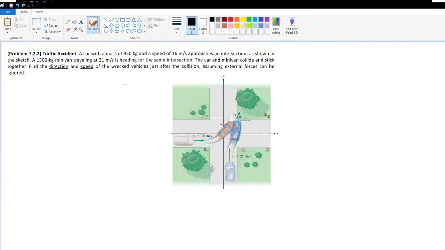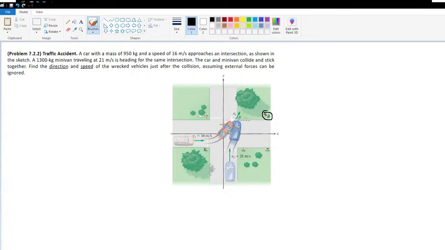Alright. Car with mass 950 kilograms and speed 16 meters per second approaches the intersection as shown in the sketch. A 1300 kilogram minivan traveling at 21 meters per second is heading for the same intersection. The cars collide and stick together. Find the direction and speed of the wrecked vehicle just after the collision, assuming external forces can be ignored. Wow, really just a car crash. Someone definitely died in this, and these pedestrians are about to get hit, but you know, whatever. Okay, so this one is pretty easy.